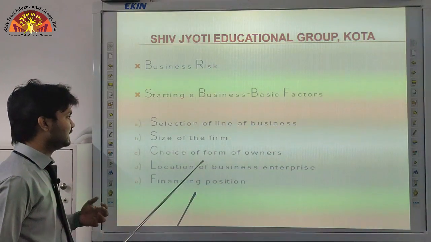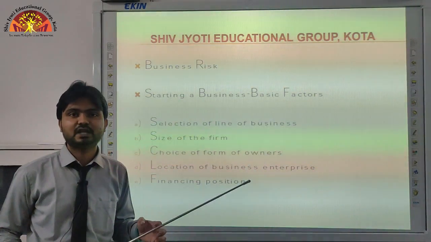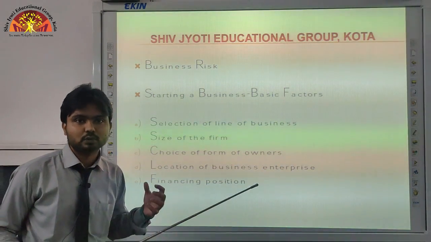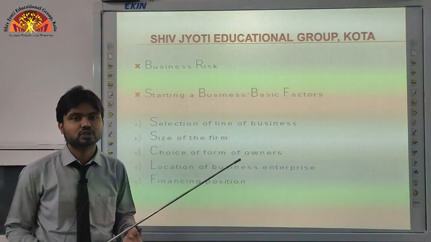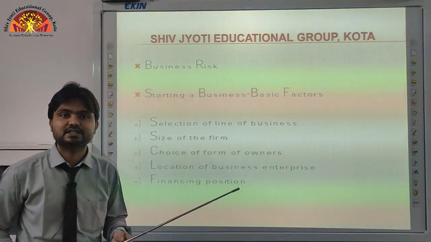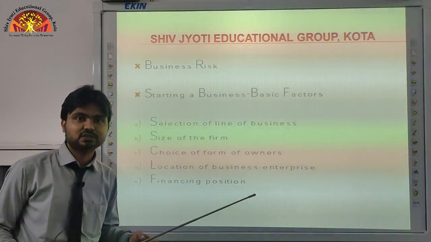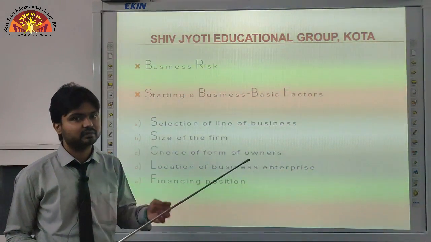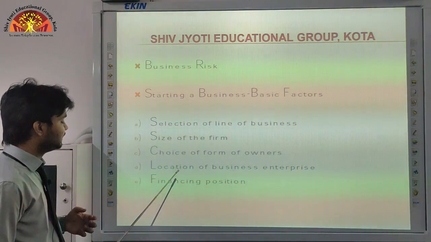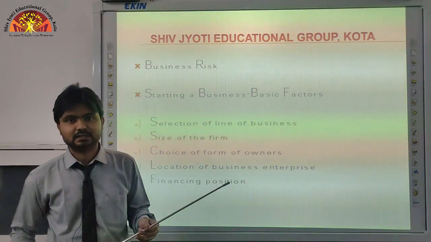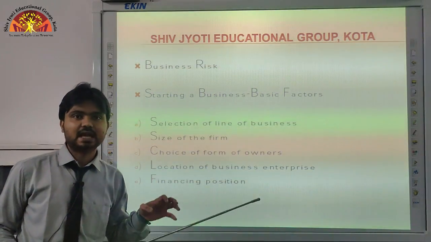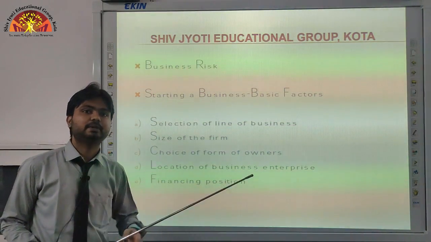The third one is the choice of the form of ownership. We have already studied various forms of business organization, that is sole proprietorship, partnership, joint venture, Hindu undivided family. These are the forms of business organization from which we can choose the best one after seeing the advantages and disadvantages of that particular ownership. The fourth one is the location of the business enterprise. Now where the registered office of the particular business enterprise will be, and where the business enterprise will operate.